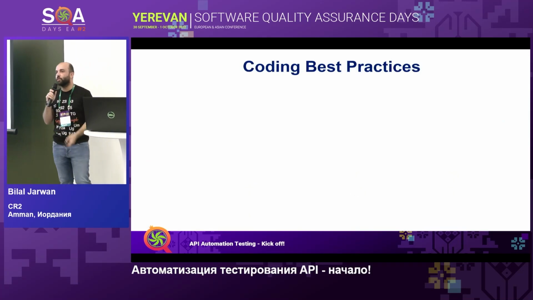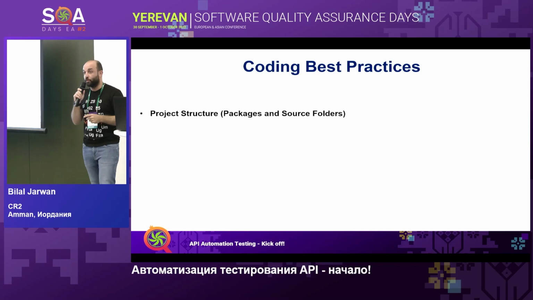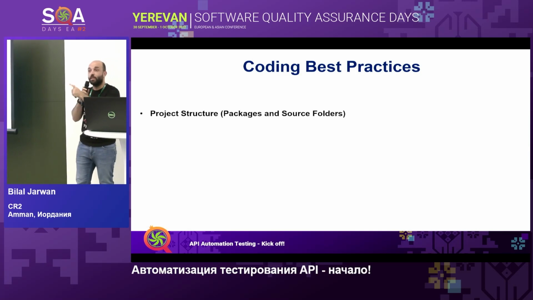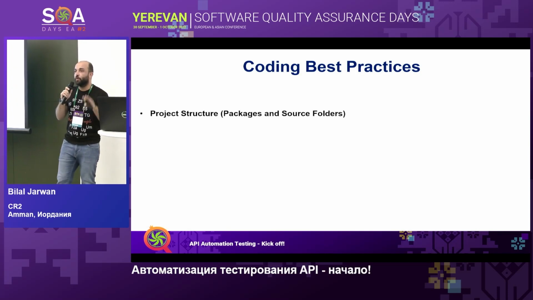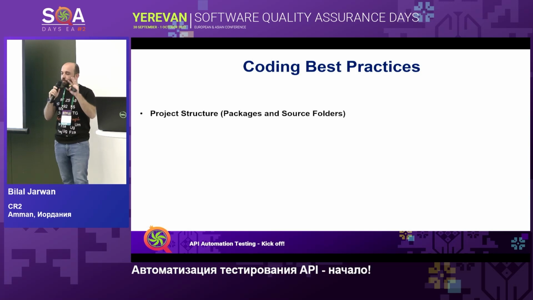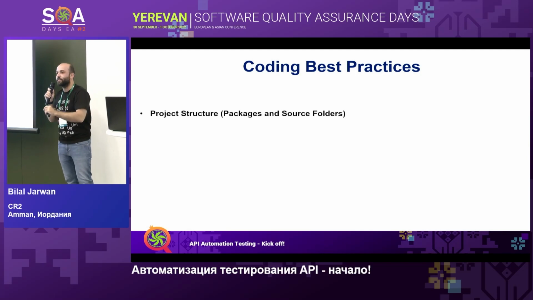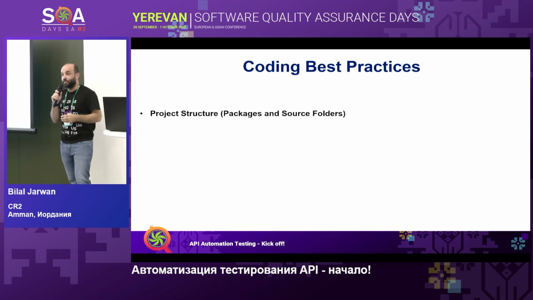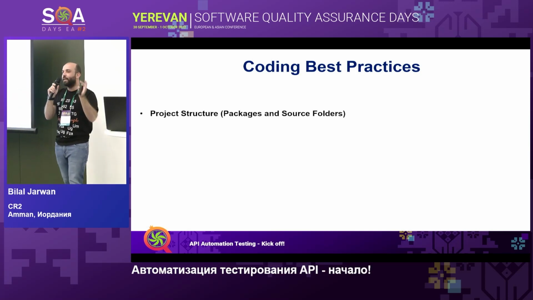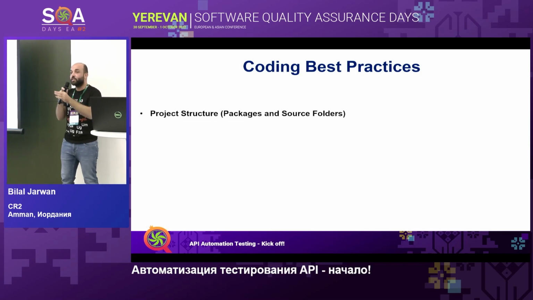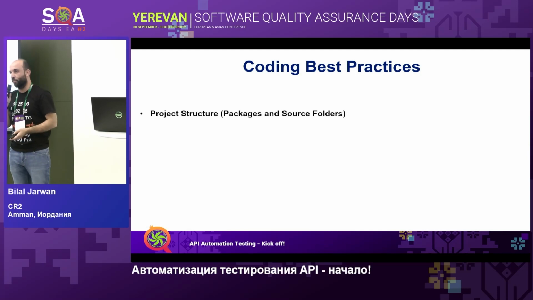Let's go through all of the code best practices, with the first thing being project structure, as packages and source folders. And we mentioned that in the previous slide. The project structure is very important for the people who are working with you on the same automation project, because if your project is not well structured, they will keep asking you where they can find this class and where they can find this method, and so on. So if you have a very good structure, you will not have many questions from your people. They can just go through the structure that you have and find any class that they're searching for.